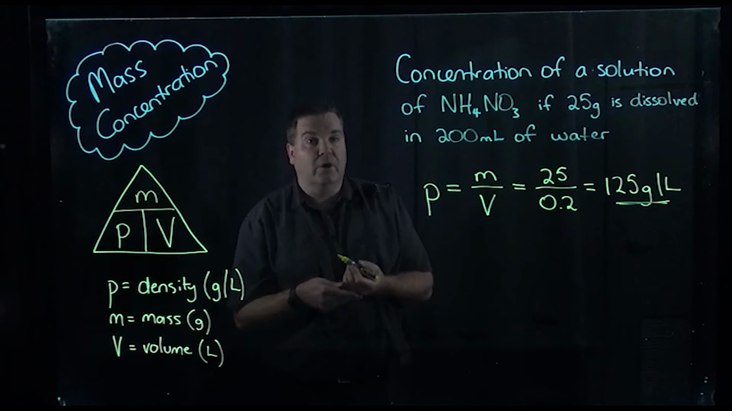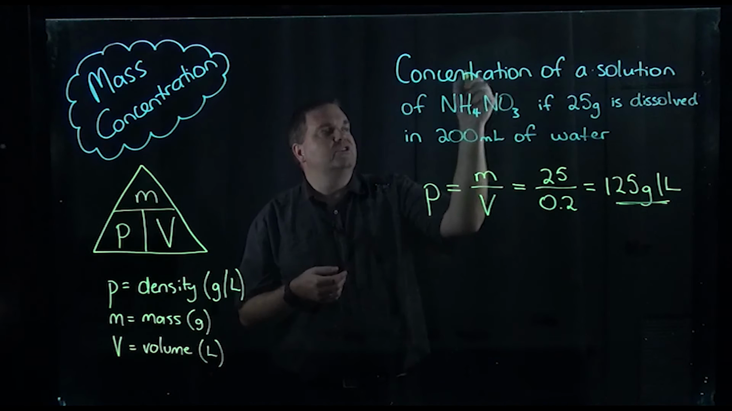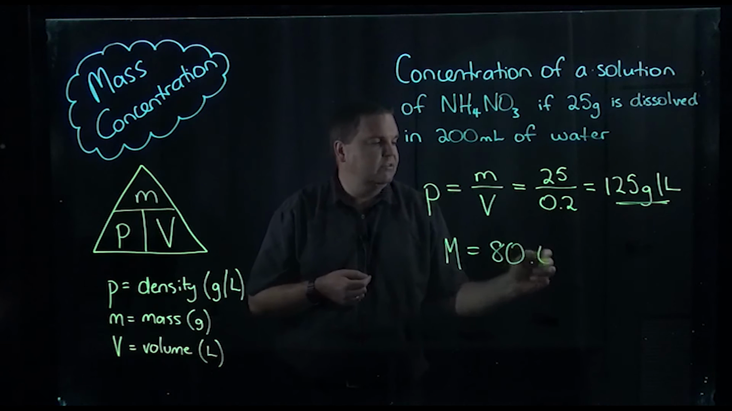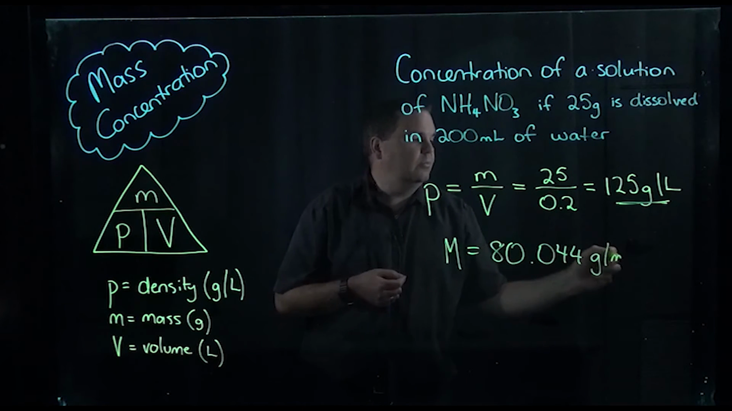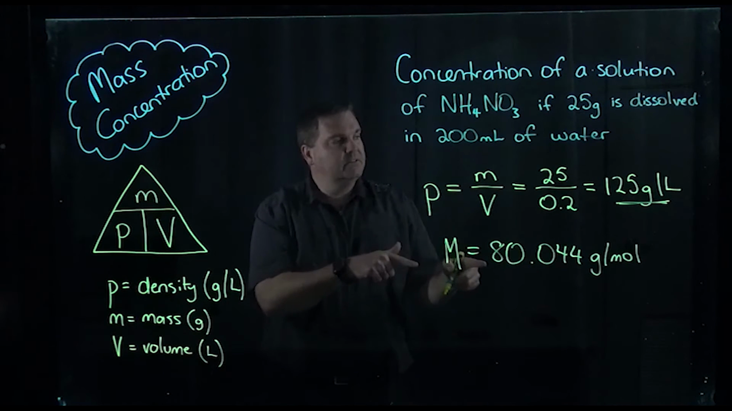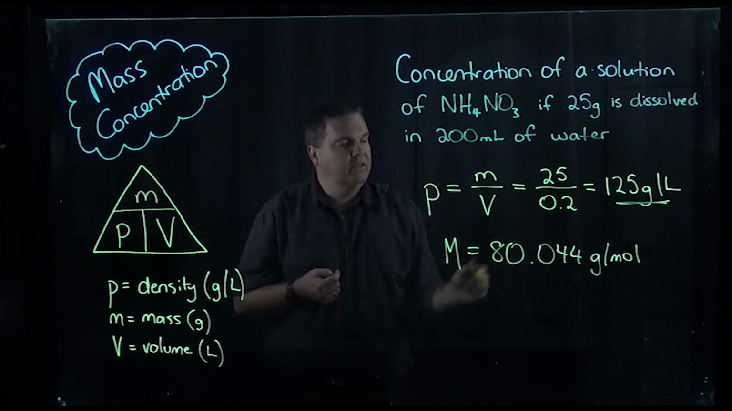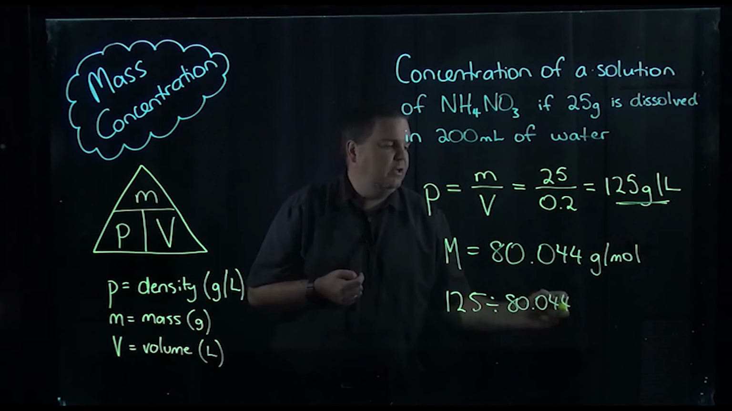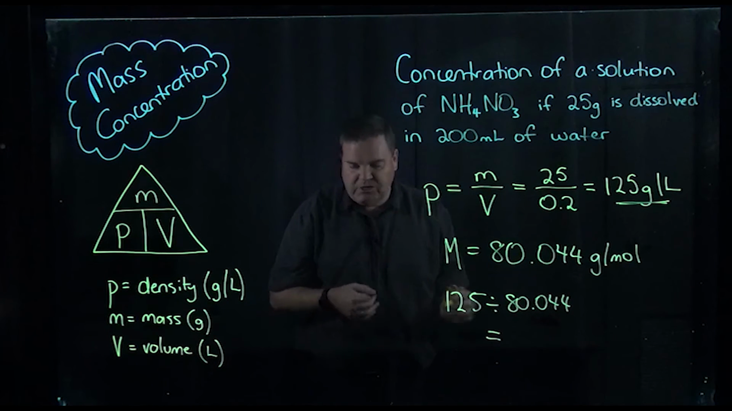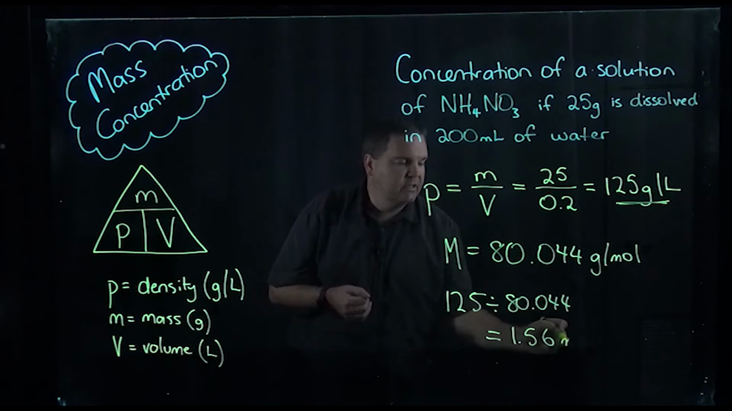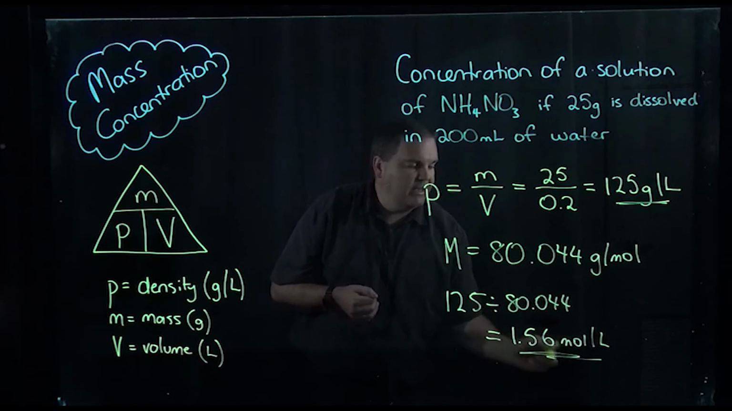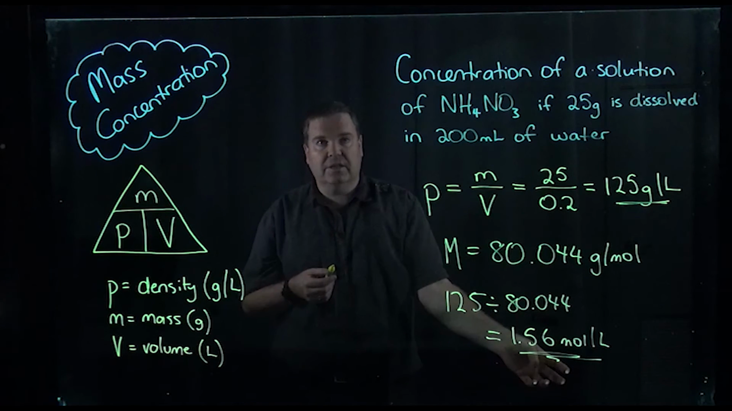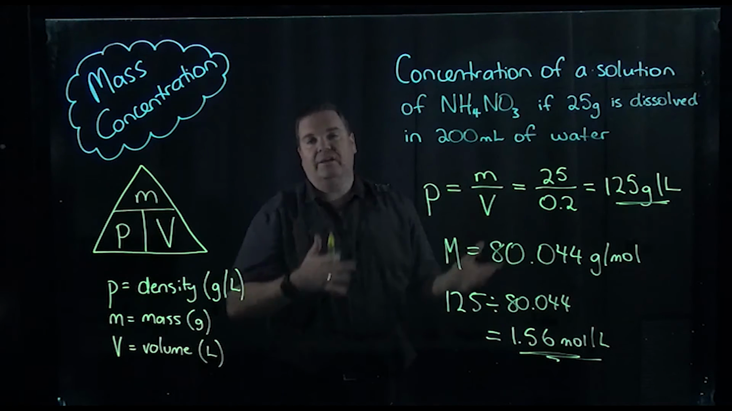So that's a fairly straightforward one to do, a mass concentration. And like I said, just using the molar mass of ammonium nitrate, which is 80.044 grams per mole, if we do 125 divided by 80.044, we will get a molar concentration of 1.56 moles per litre. So you can actually convert between the mass concentration and the molar concentration using the molar mass, but doing these calculations is fairly straightforward.